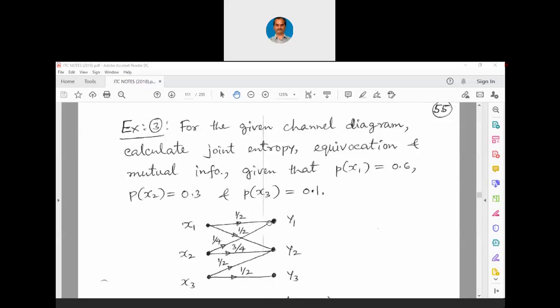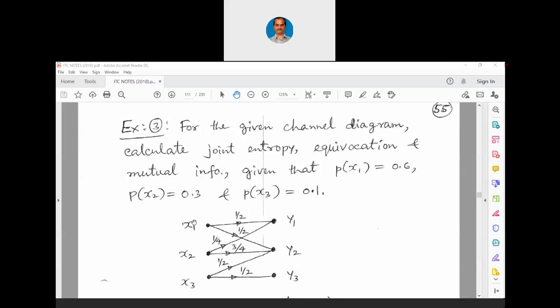Means P of y1 slash x1 is given as half. P of y2 slash x1 is given as half. Naturally, P of y3 slash x1 is 0, because half plus half is 1. There is no probability that when x1 is transmitted, y3 will be received. That is the characteristics of the channel. P of y2 slash x1 I had already discussed.